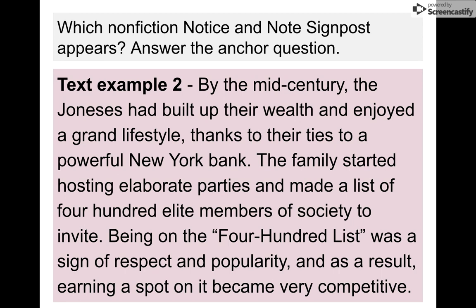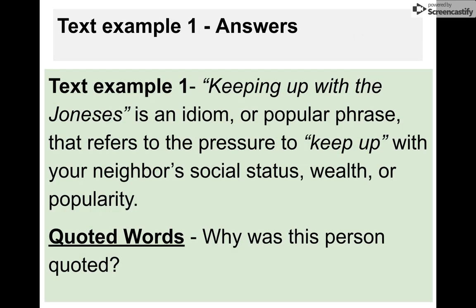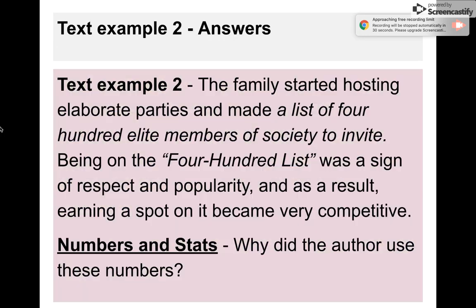Okay, good. Here are the answers. Text 1, there was a quotation there: keeping up with the Joneses, and keep up with your neighbor's social status. I know that there's no one who's specifically quoted, but why did the author use this particular quotation, and why was that important? And finally, the last one was numbers and stats. Obviously the 400 list was there, and why was that important?